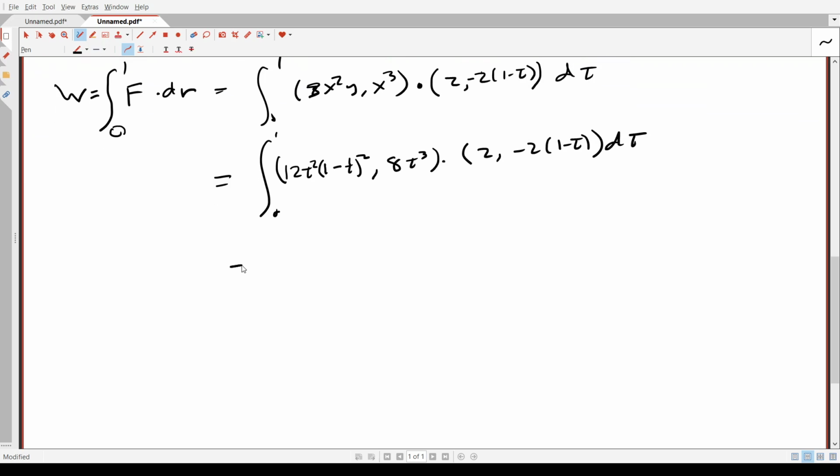I do the dot product, and what do I get? I have 24, and I'll just leave it, t squared times 1 minus t squared, minus 16t cubed times 1 minus t dt. Integrate from 0 to 1.